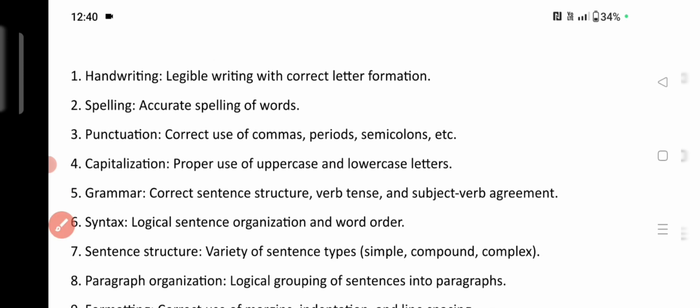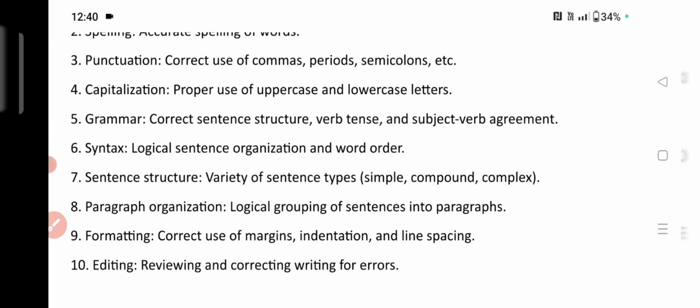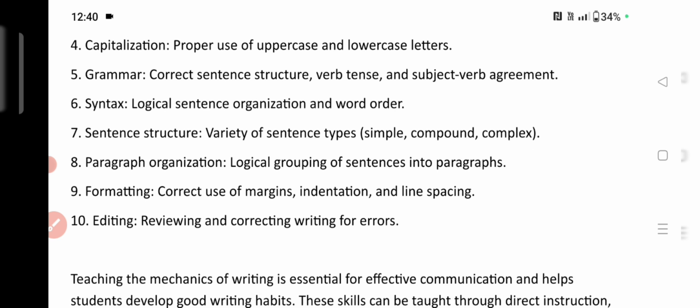So, handwriting: legible writing with the correct letter formation. Spelling: accurate spelling of the words. Punctuation: correct use of commas, periods, and semicolons, etc. Capitalization, where you need to use the appropriate uppercase and lowercase letters. Grammar: correct sentence structure, and subject-verb arrangement.